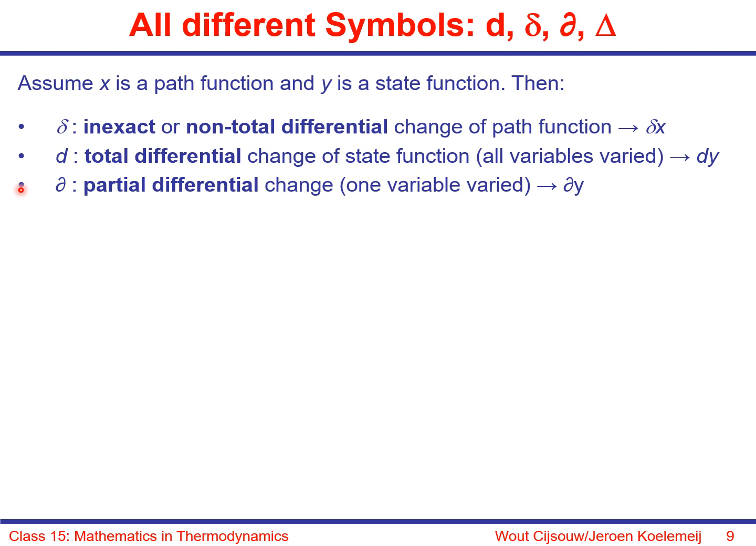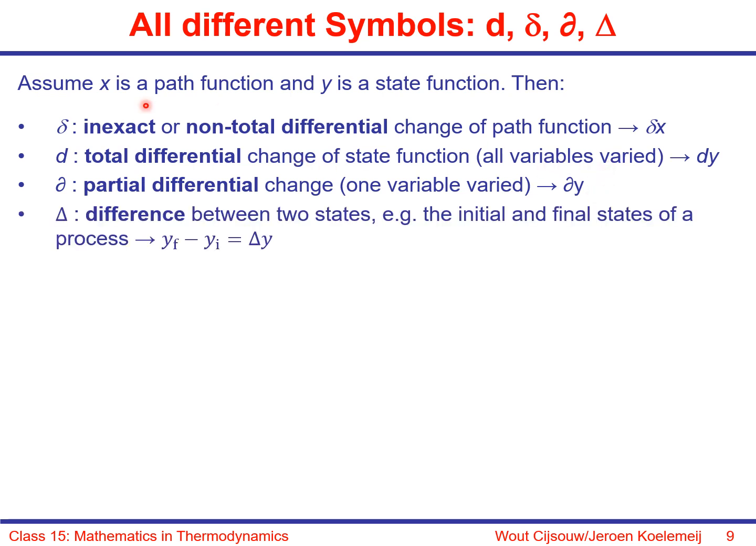Then we've seen in the previous class this curly d, which refers to partial differential changes, which are the changes that you will get when only one of the independent variables is varied, while the other independent variables are held fixed. So you would write, for example, curly dy. And then there is the capital Greek delta, which indicates a difference between two states, for example, the difference between a state before and after a certain thermodynamic process. So we have a final state value and an initial state value, and their difference is delta y.